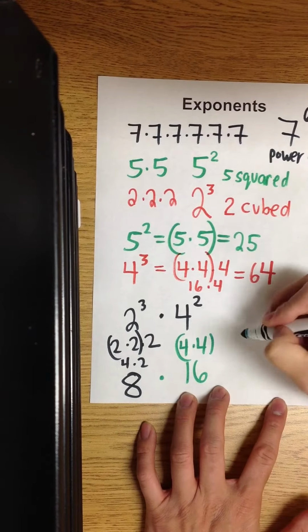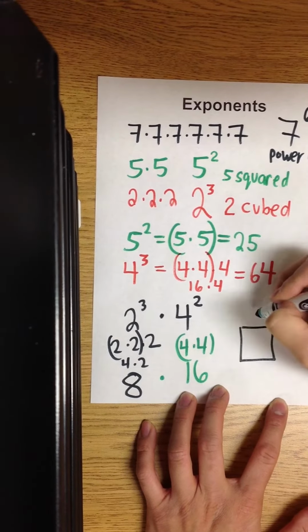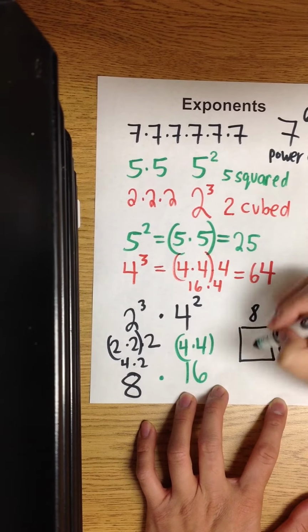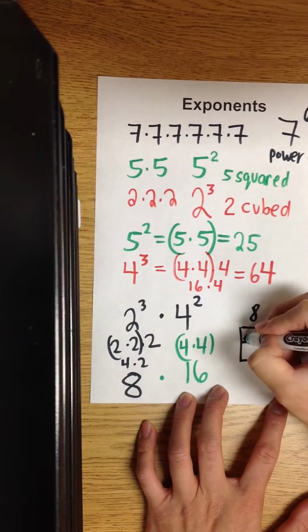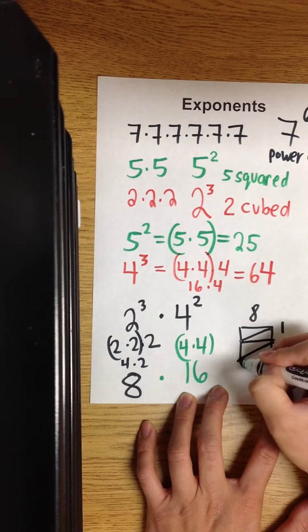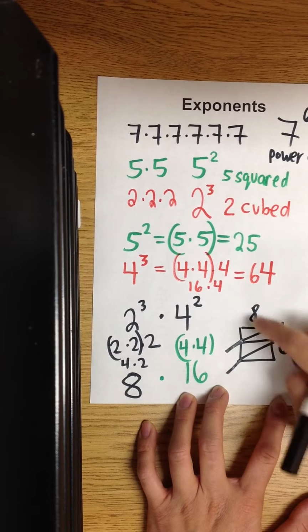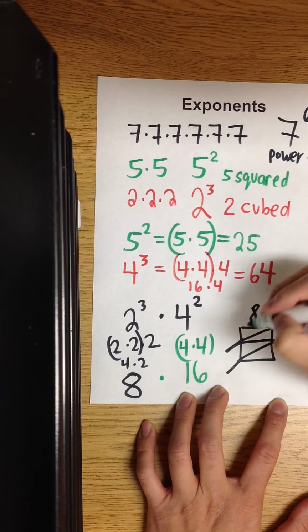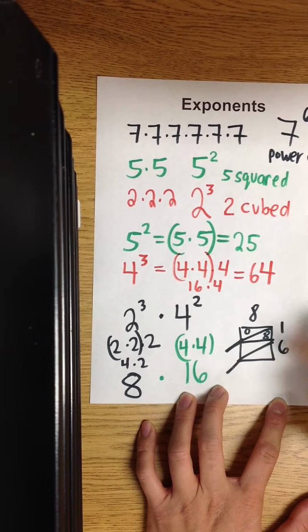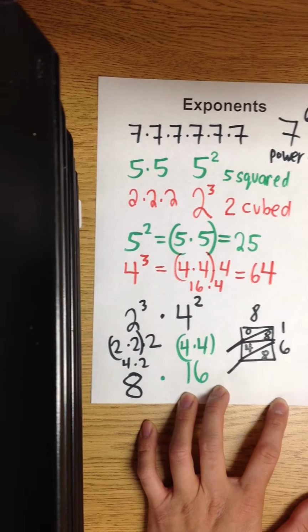Let's use lattice multiplication now. What is 8 times 16? Again, separate the ones place from the tens place. Draw diagonals. Stretch out the diagonal. So let's start with the first box. 8 times 1 is 8. Second box. 8 times 6 is 48.